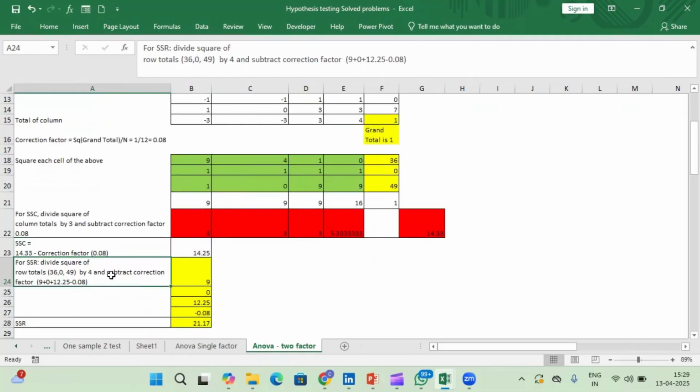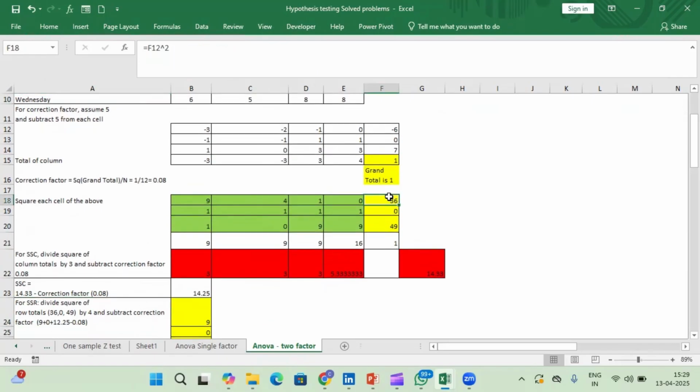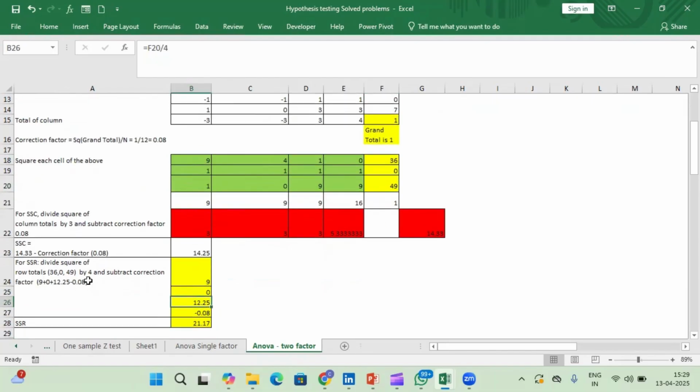Now SSR: divide the square of the row totals. Row total squares are here, divided by 4. So 36 by 4 is 9. 0 by 4 is 0. 9 by 4 is 2.25. 25 by 4 is 6.25. That becomes 21.25, minus the correction factor, so 21.17 for SSR.